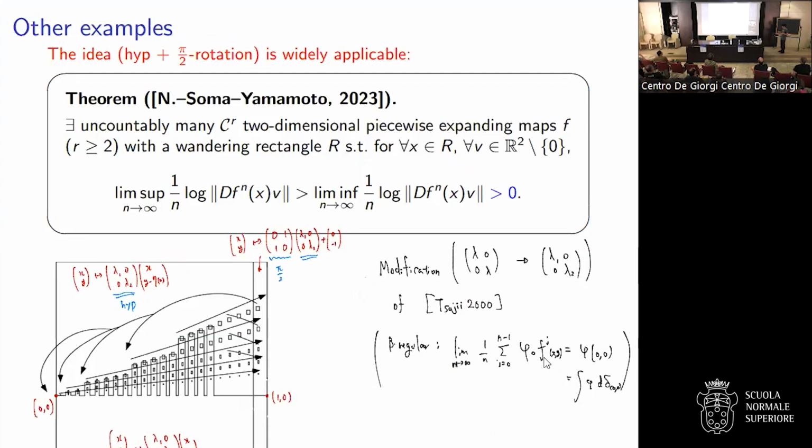Yes, and this is a side story, but actually we worked on some two-dimensional piecewise expanding map. Probably some of you know the example by Tsuji of a two-dimensional piecewise expanding map whose physical measure is a Dirac measure, so it's not absolutely continuous. In this case, you can also show the oscillation of the Lyapunov exponent, using a very similar idea.